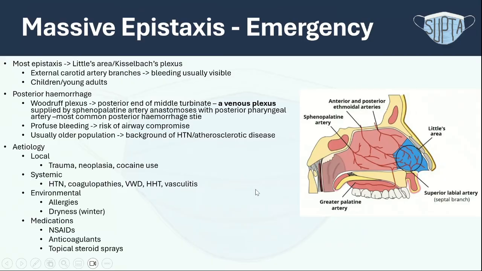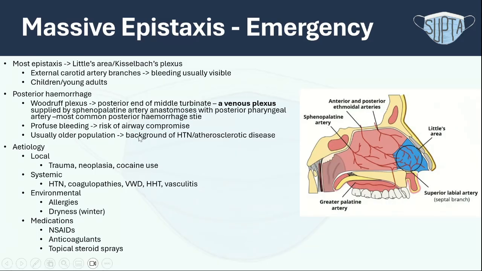Whereas a posterior hemorrhage tends to affect Woodruff's plexus, which occurs at the posterior end of the middle turbinate, and it's a venous plexus. It's supplied by the sphenopalatine artery in anastomosis with the posterior pharyngeal artery, but it comes into more of the venous circulation. It's the most common posterior hemorrhage site, where you can get profuse bleeding at significant risk of airway compromise. So it's really important that you manage this appropriately, because there's a lot of unnecessary fatality from massive epistaxis that can be avoided.